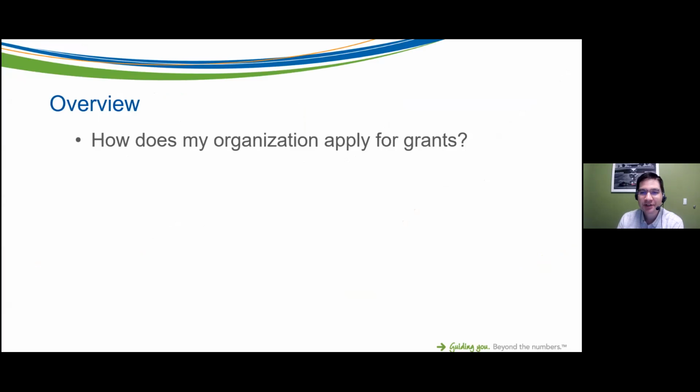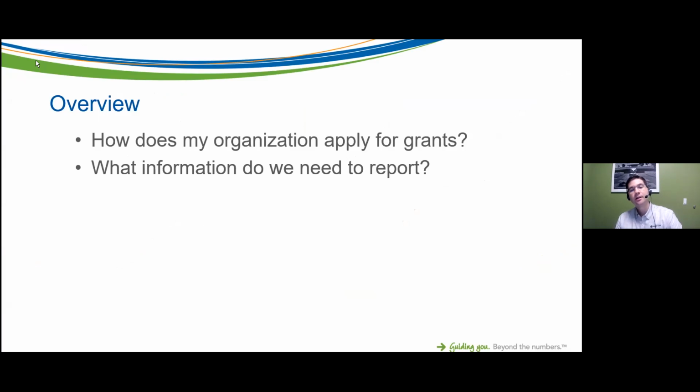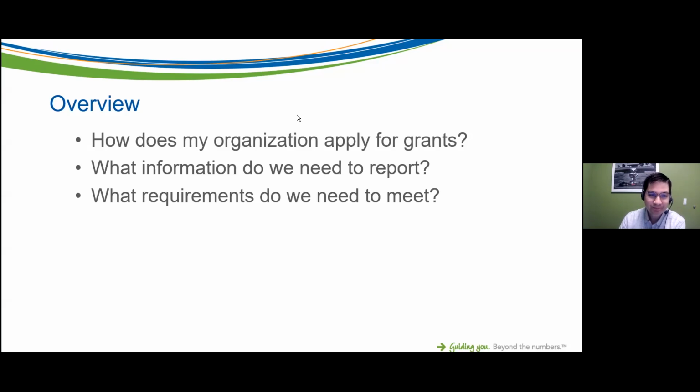Some of the things we're going to be going over today. How does my organization apply for grants? Grants can come from many sources, and we're going to take a look at those. What information do we need to report? Grants require reporting. You can't just take the money and run from your funder. Many of them are going to want to hear what you did with the money. What requirements do we need to meet? There's hoops to jump through when you receive grants, and we're going to be talking about that today.